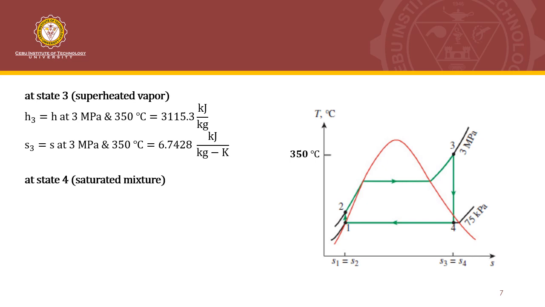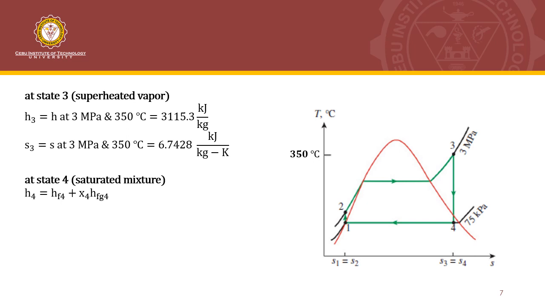At point 4, if we look at the diagram, we can find that we only have one property that is known, and that is the pressure. So we need another property, and by analyzing it, we know that process 3 to 4 is an isentropic process. So entropy at point 3 is the same as the entropy at point 4. So we will use that in finding the value at point 4.